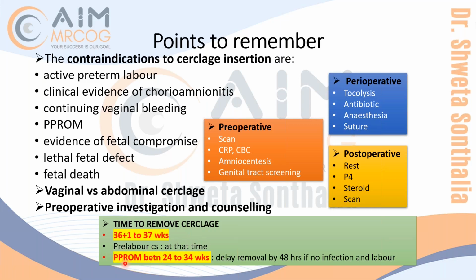Then the another important point is PPROM between 24 to 34 weeks. This is also an old thing. It is nothing new. Earlier also it was there in the guideline, but again, this is an important SBA question. So remember it. 24 to 34 weeks if there is PPROM, rupture of membrane, in that case, you will delay the removal of cerclage for 2 days for the steroid to act. They say for the steroid to act if there is no infection, no labor.